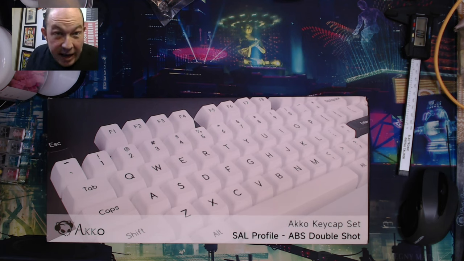So now they have the ASA profile keycap set, which is their version of the SA profile, which seems to be becoming very popular as of late. I certainly like them. I love the sound that they make. And I get a little frustrated when people say, oh, keycaps don't really make that much of a difference to the sound of the keyboard. Yes, they do. Keycaps do make a difference in the sound of the keyboard.